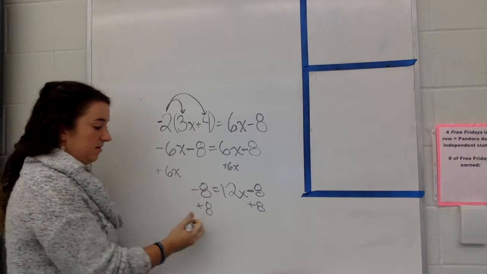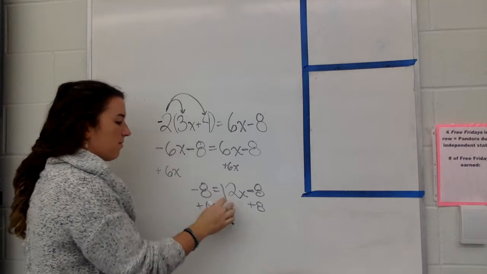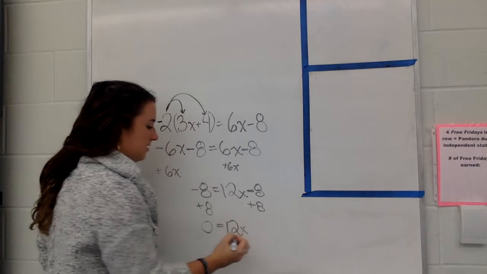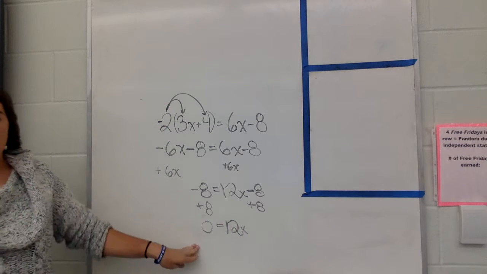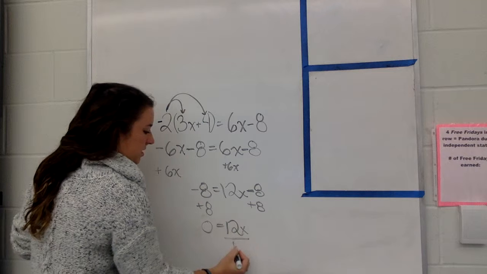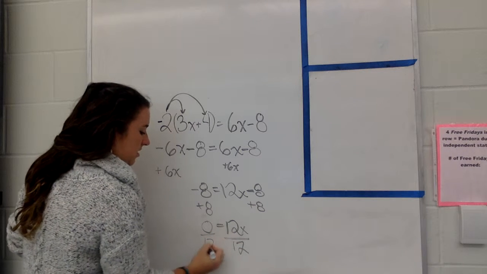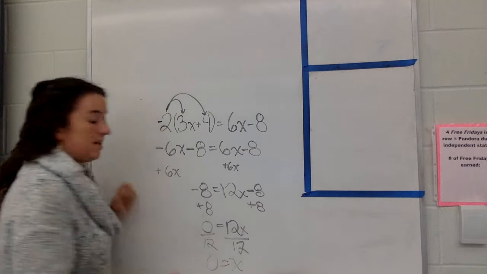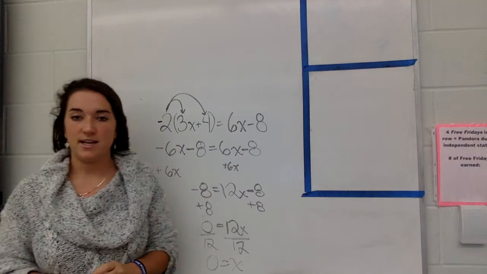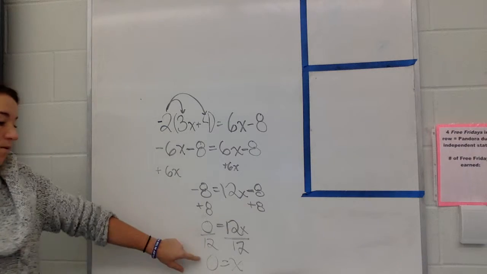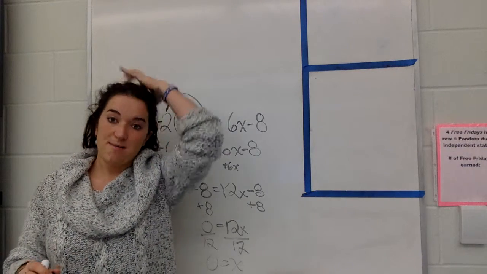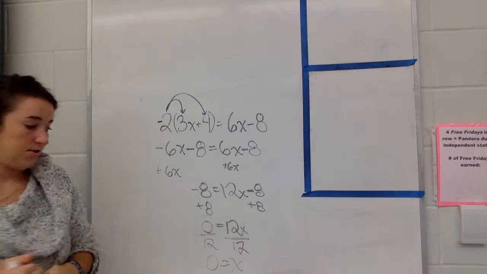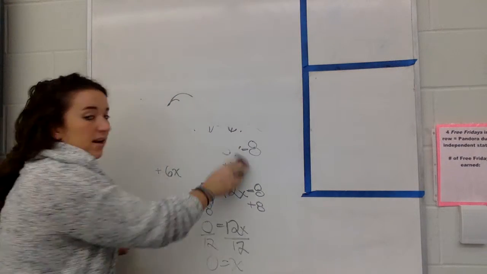-8 plus 8 equals 0. What are you left with on the right side of the equation? Just 12x. And I can finish solving by dividing by 12. 0 divided by 12 is 0, so x equals 0. So what type of equation is this? We have one solution, x equals one number, even if it's a 0. And so the answer is one solution. So circle one solution.